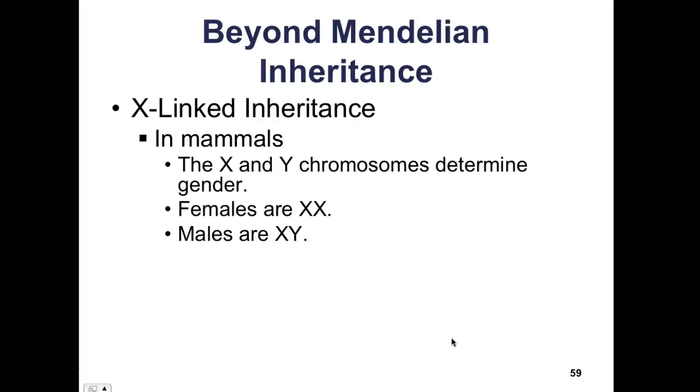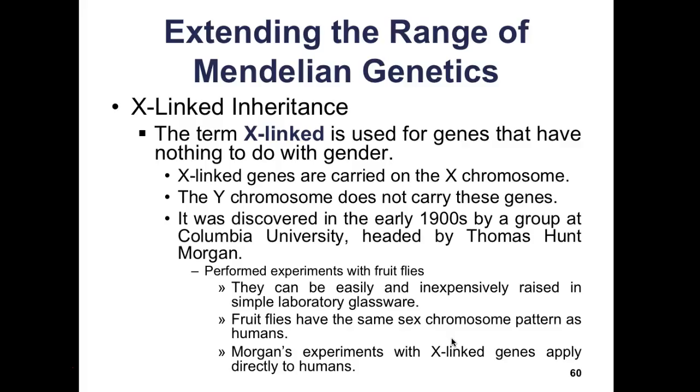Then lastly, you do have X-linked inheritance. In mammals, the X and Y chromosomes determine gender, with females being XX and males being XY. The term X-linked is used for genes that have nothing to do with gender. X-linked genes are carried on the X chromosome. The Y chromosome does not carry these genes. It was discovered in the early 1900s by a group at Columbia University headed by Thomas Hunt Morgan.